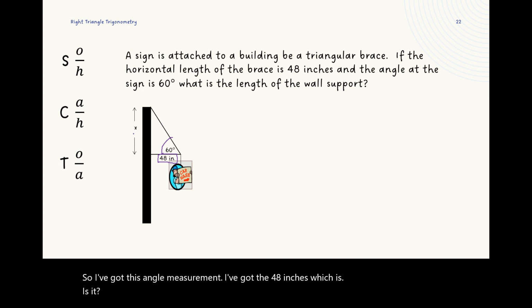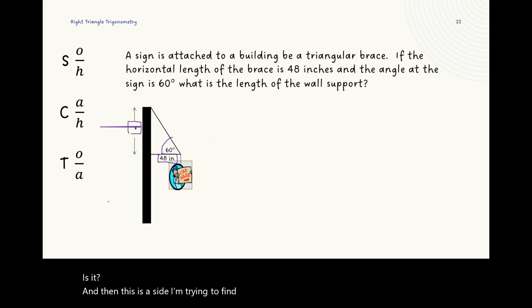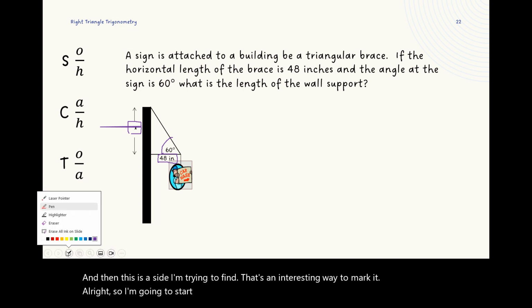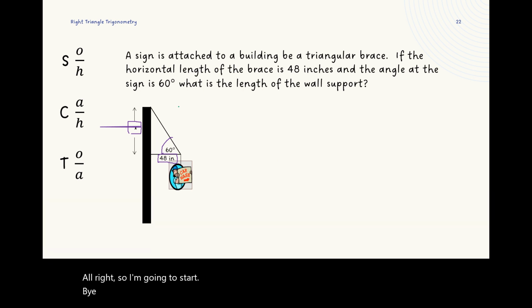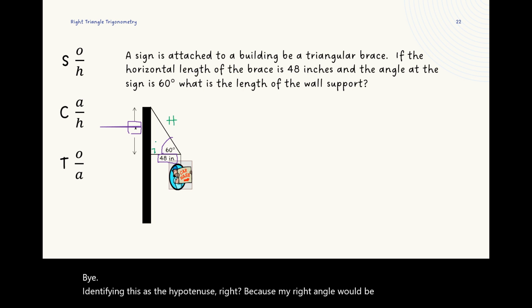Okay. And then this is the side I'm trying to find. Oh, that's an interesting way to mark it. All right, so I'm going to start by identifying this as the hypotenuse, right? Because my right angle would be here. So the hypotenuse should be here.